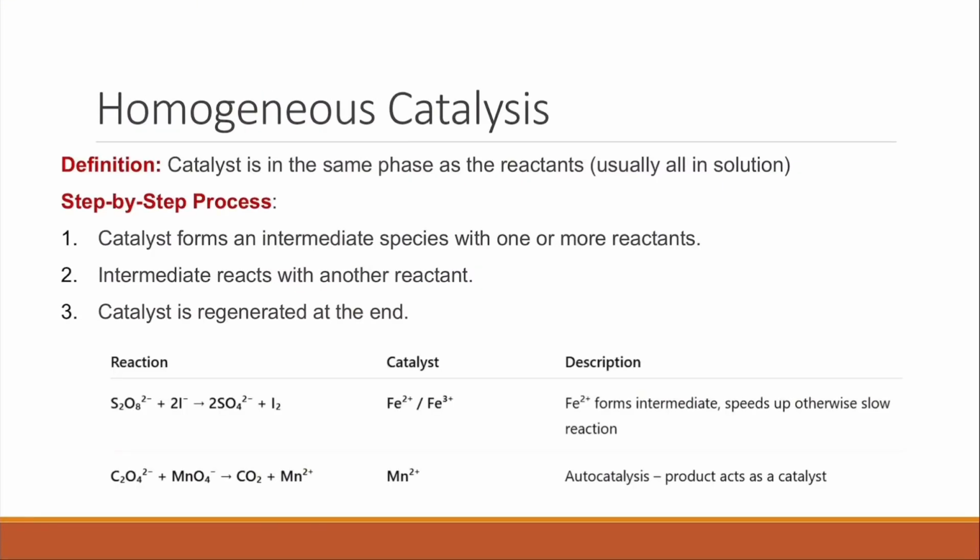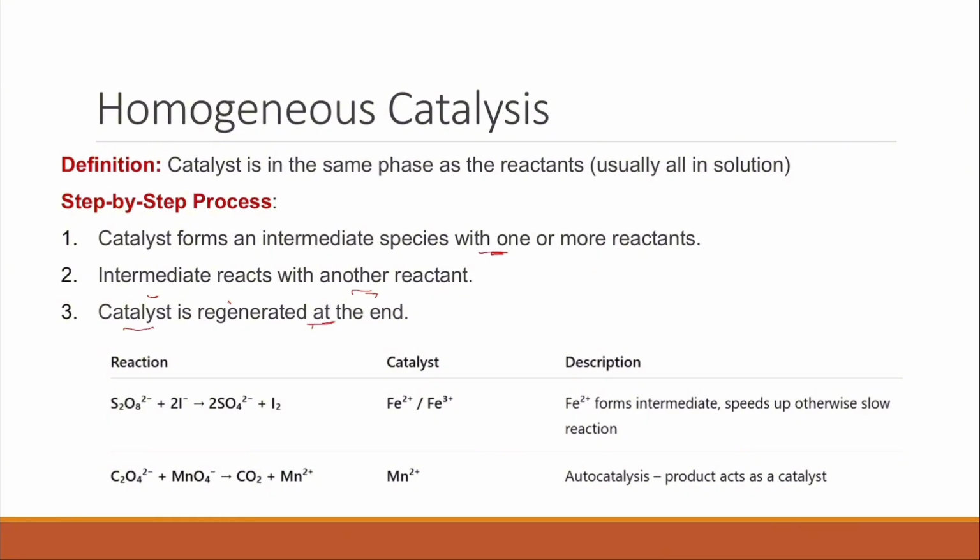We also have homogeneous catalysis, which is when the catalyst is in the same phase as the reactant. So usually they are all in solution. This process involves three different steps. The first one is when the catalyst forms an intermediate species with one of the reactants, and then this intermediate will react with the other reactant to give the final product, and the catalyst is regenerated at the end.